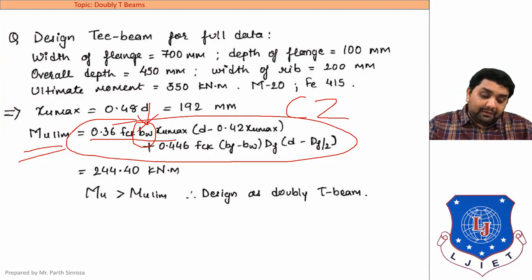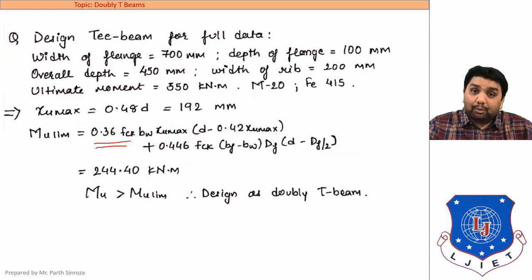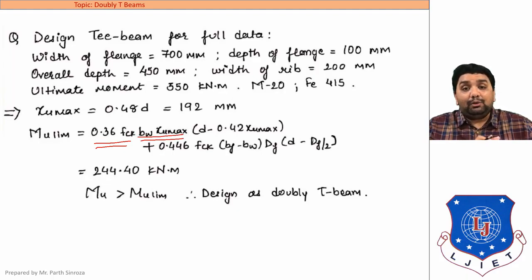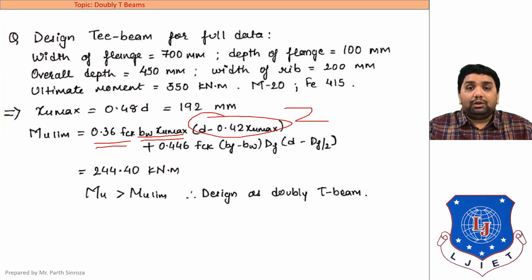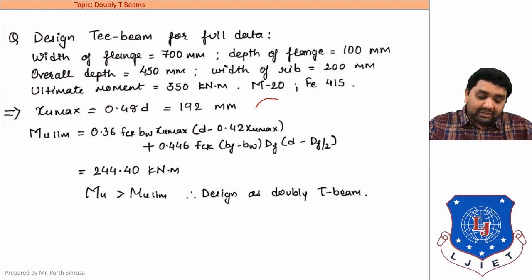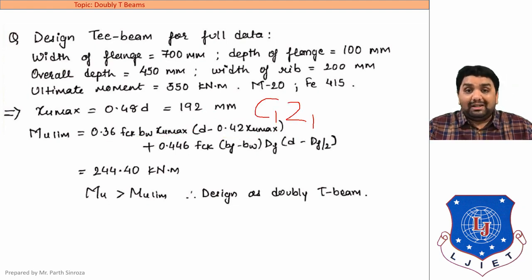Bifurcating it again, this is our stress component, that is 0.36 FCK, and this is our area, that is BW into XU max. And again, if we are dealing with MU limb, then we will be finding XU max because of the limiting section method. And this will be our Z, that is the lever arm. For a singly reinforced section, we all know that the lever arm will be D minus 0.42 XU. So this is our first portion due to the singly part, that is C1 Z1, due to the singly portion. Clear?